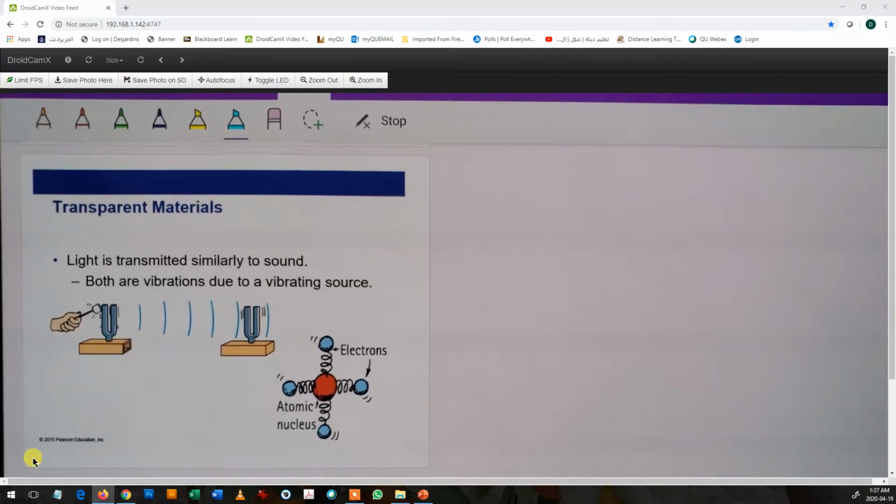Light is transmitted similarly to sound, through a wave. Both are vibrations due to a vibration source. However, as we explained before, there is a major difference between sound and light. Sound is a compression wave. It needs a medium to transfer. Light is an electromagnetic wave. It does not need any medium to be transferred, and it can go through air, liquid, and solid if it is transparent.